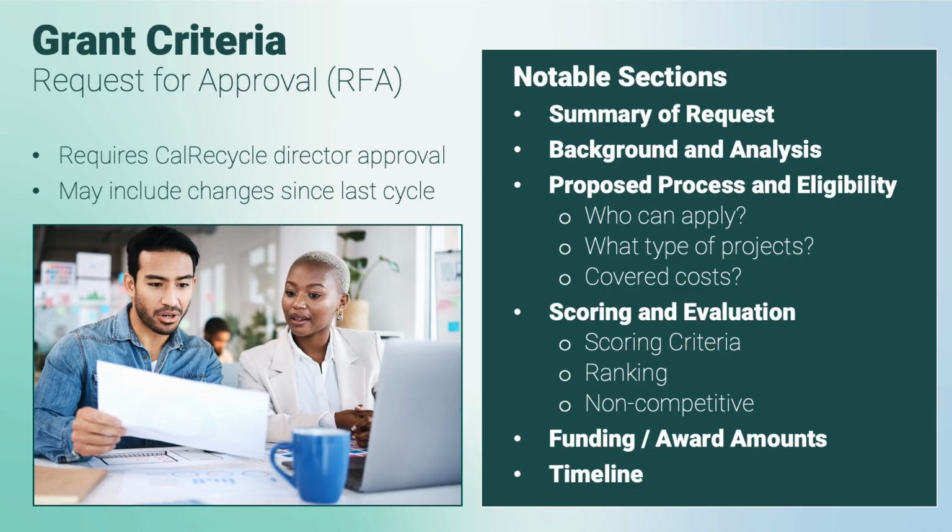The main areas outlined within the criteria RFA are the summary of request, background and analysis, eligibility, applicant's project's costs, scoring and evaluation process, award amounts, and timelines. The proposed criteria are created by CalRecycle subject matter experts, our legal team, and our executive team, applying any surrounding laws that may influence the program.